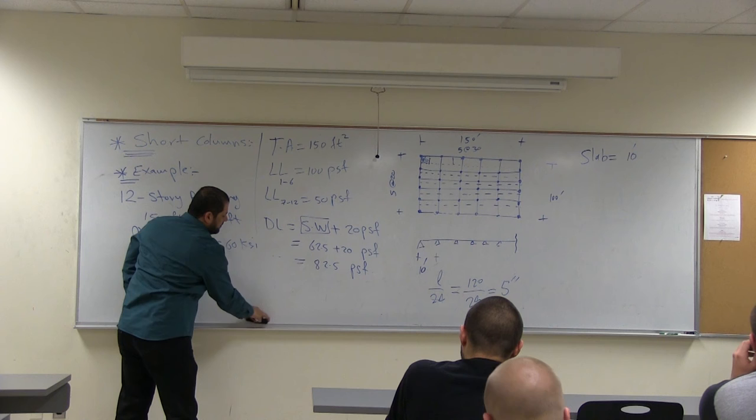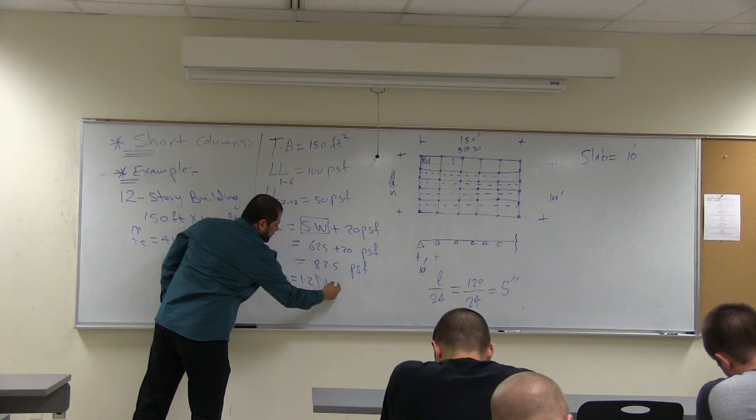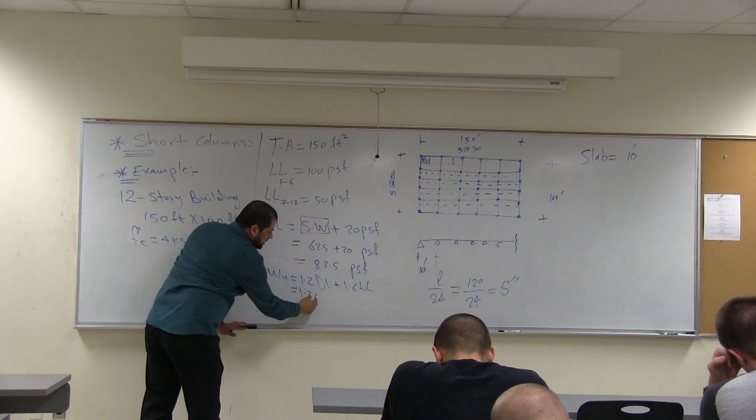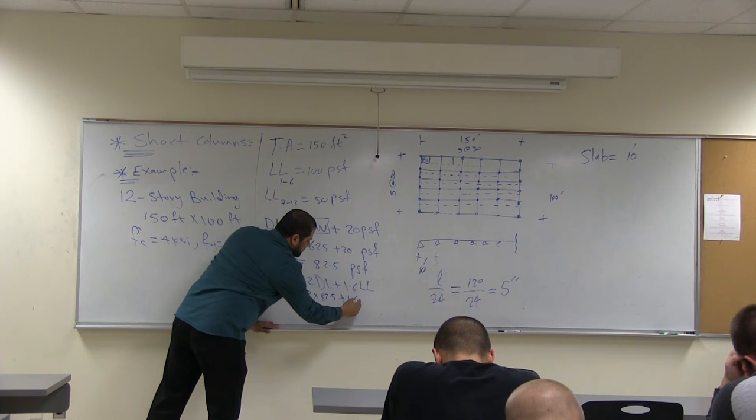1.2 dead load plus 1.6 live load. This is how much we have per square foot on the slab. I'm not talking about the columns. This will be 1.2 times 82.5 plus 1.6 times 100.